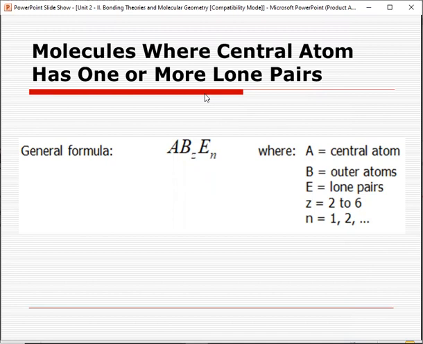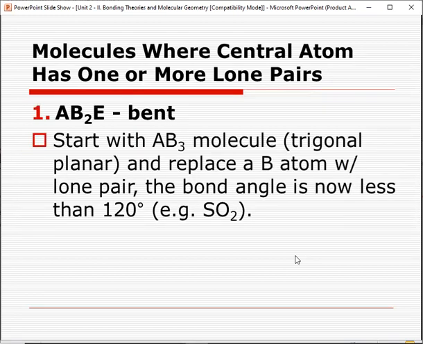So next is for the molecules where the central atom has one or more lone pairs. So yung general formula is ABnEm, where A is the central atom, B is the outer atoms, and n is from 2 to 6. So parehas sa ganiha nga outer atoms, but E is the lone pair, where m is from 1 to 2 and the many more above. So first is AB2E. So naay duha ka outer atom and naay isa ka lone pair. So ang tawag sa iya is bent.